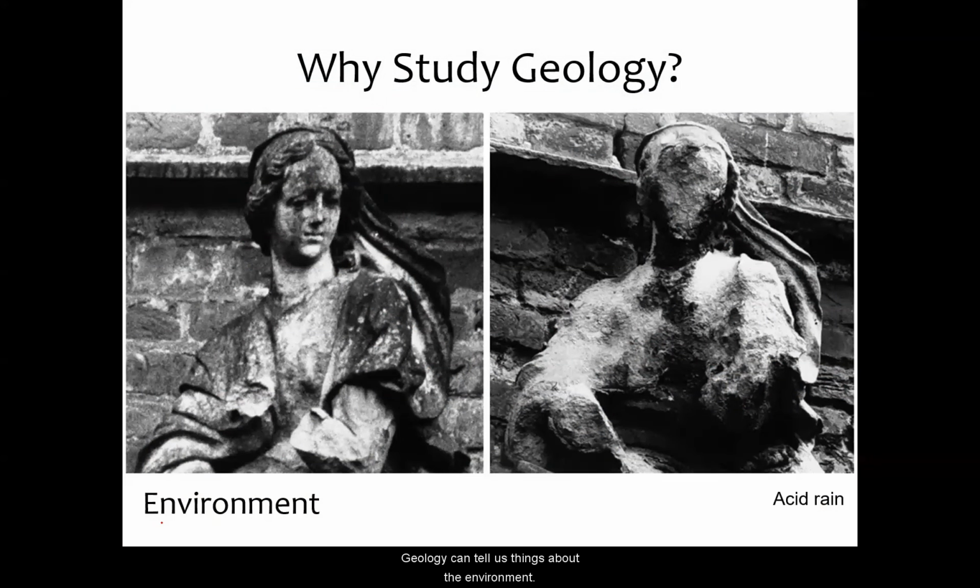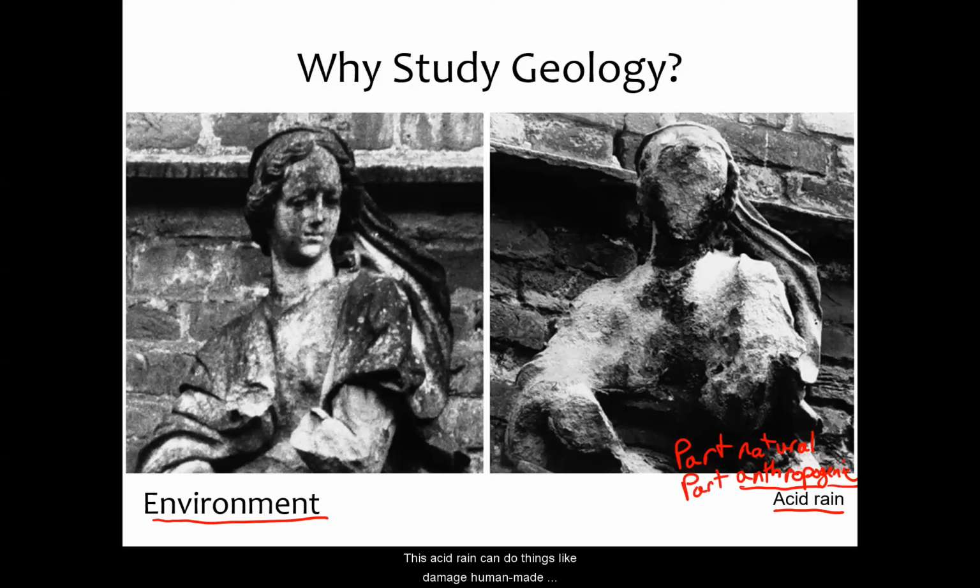Geology can tell us things about the environment. We live in the environment, we affect the environment, and the environment in turn affects us. So it's an important thing for us to learn about. So acid rain, it's this phenomenon that's part natural and it's part human-made. We might say anthropogenic. Break that down. Anthropo means people, genic, made, man-made. So it's part natural and it's part man-made.